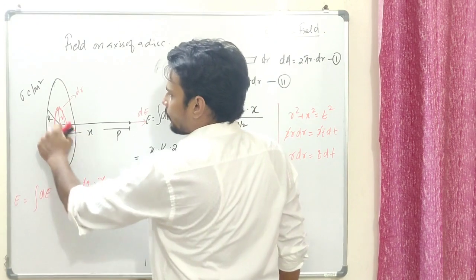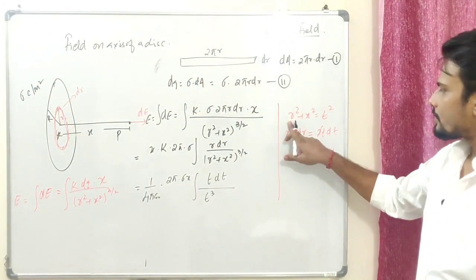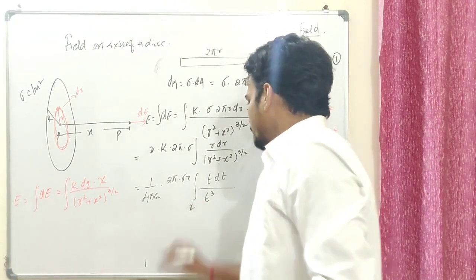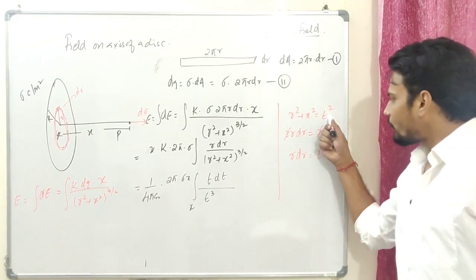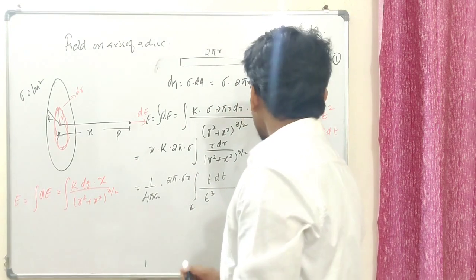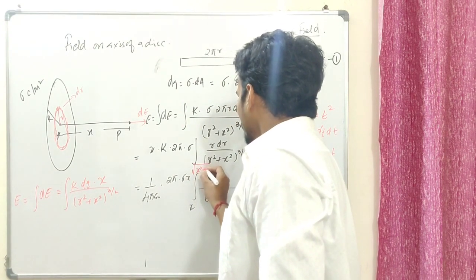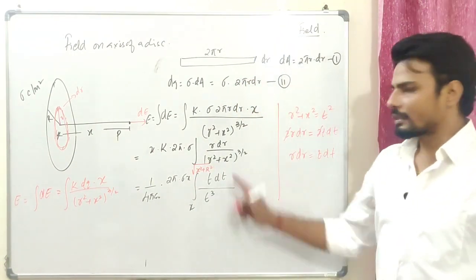I'm sure you guys will agree that r will be starting from 0 and going till capital R, right? So when r is 0, t is going to be how much? x. So the lower limit should be x. When r is capital R, the t value should be how much? It should be root of x square plus R square. I'm sure you guys are okay with these limits, right?